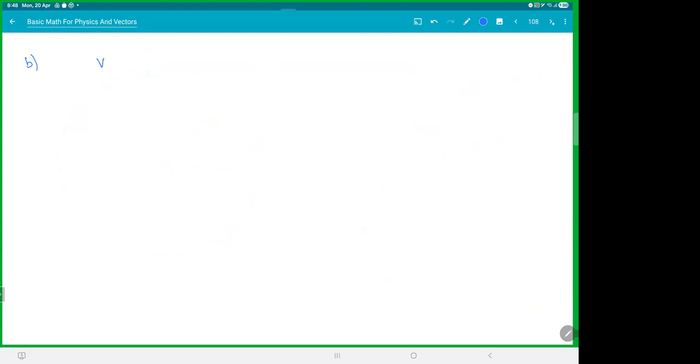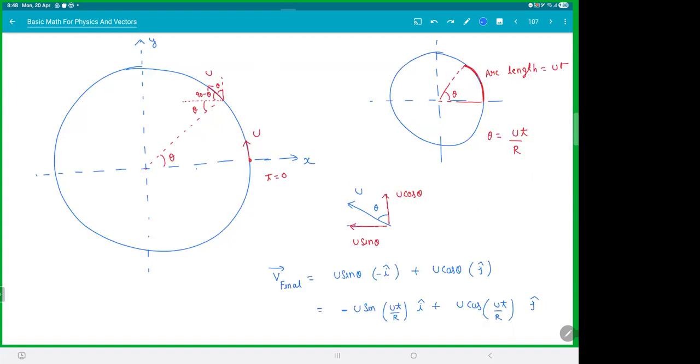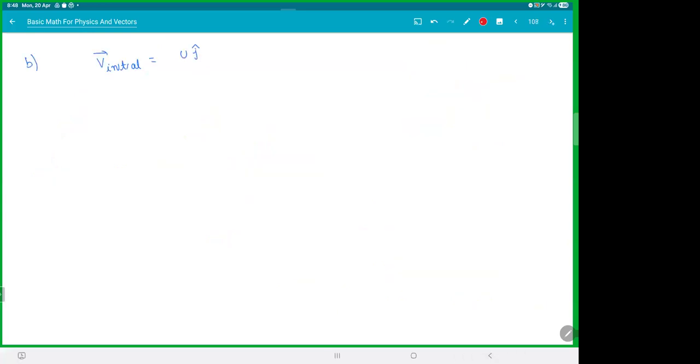So what is the v initial vector? So v initial, it is u pointing upward, the u j cap. That was your initial vector. Initially, you're pointing up. Initial meaning when time is 0. Keep that in mind. Whenever someone asks you to find the initial velocity or the initial position, initial implies when time is 0, when you start. So you want the change in velocity vector, which is v final minus v initial.